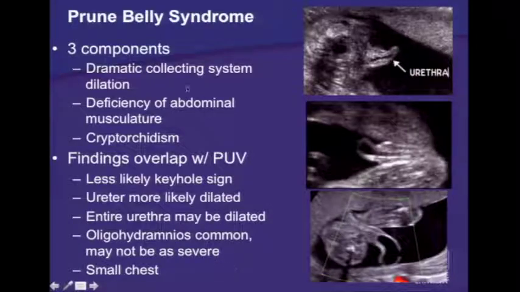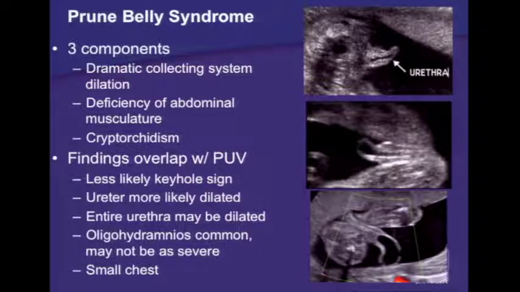Prune belly syndrome has three components to the diagnosis. One is dramatic collecting system distension. Number two is deficiency of abdominal musculature, which may be difficult to see in utero. And number three is cryptorchidism. Findings will overlap with posterior urethral valves. You're less likely to have a keyhole sign.